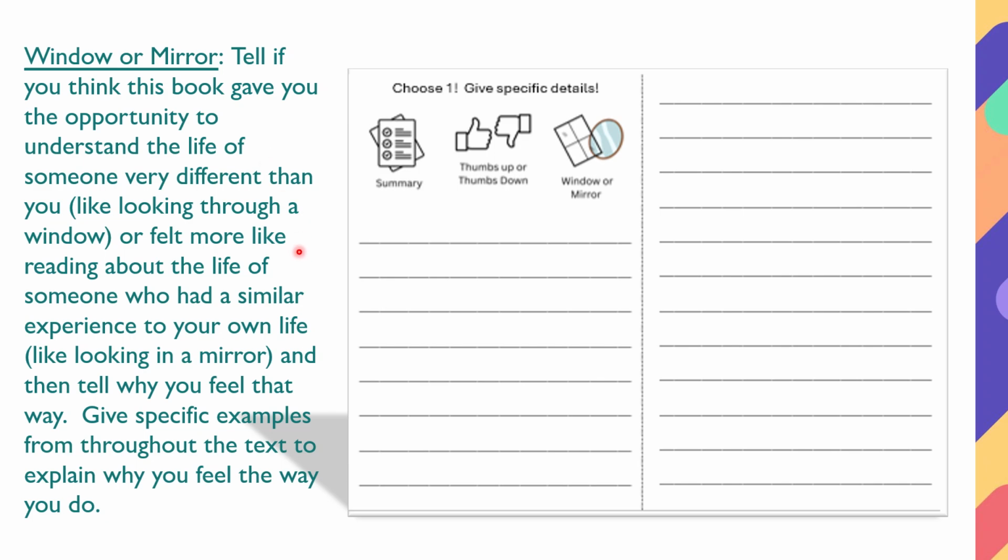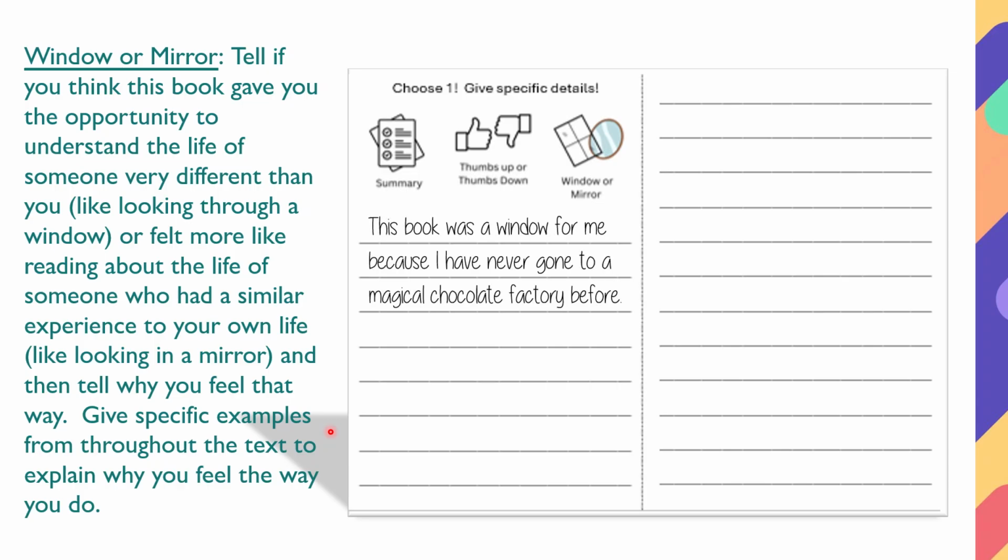Or if you felt more like reading about the life of someone who had a similar experience to your own life. In other words, you felt like you were looking in a mirror. Their life felt like a mirror representation of yours. And then you're going to tell why you feel that way. Give specific examples from the text to explain why you feel that way. So let's start by looking at that example that is not going to get you points, somebody who's not doing the deep thinking.